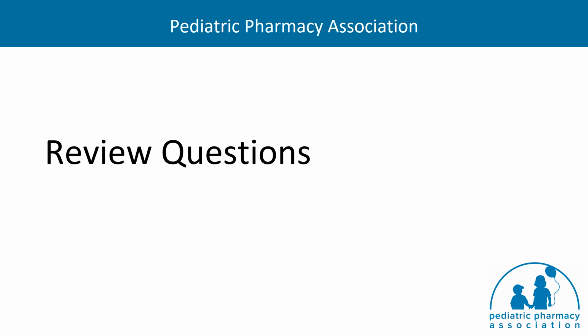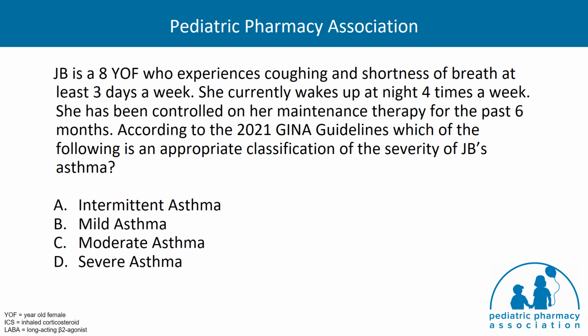Finally, we have a few review questions to discuss to end this presentation. Our first question is, JB is an 8-year-old female who experiences coughing and shortness of breath at least 3 days a week. She currently wakes up at night 4 times a week. She has been controlled on her maintenance therapy for the past 6 months. According to 2021 GINA guidelines, which of the following is an appropriate classification of the severity of JB's asthma? A, intermittent asthma, B, mild asthma, C, moderate asthma, or D, severe asthma?